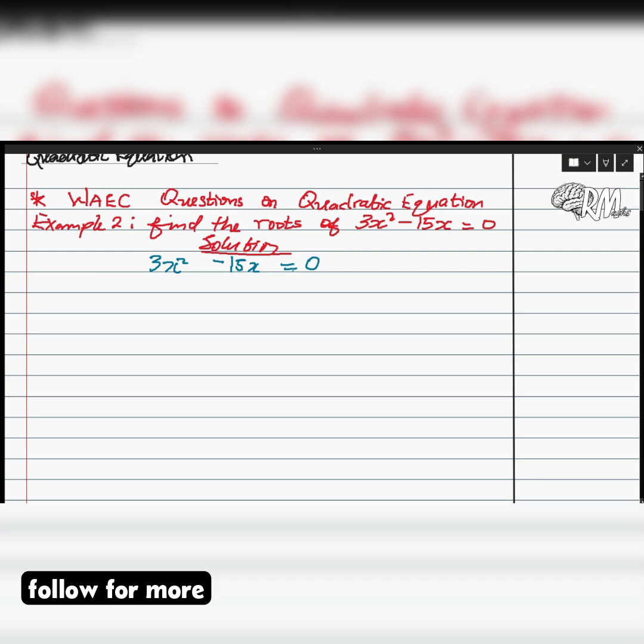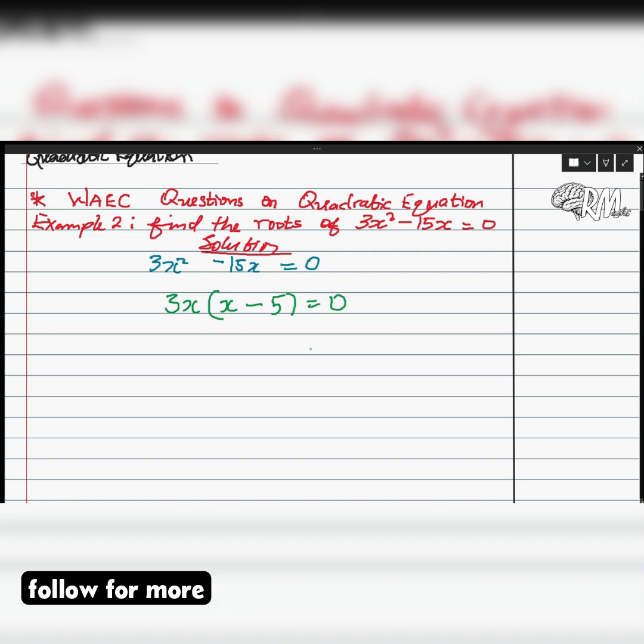This is very simple. I just have to find what is common between 3x squared and 15x. So what is common between the both of them? 3x is actually common, so I'll bring out 3x. Then if I remove 3x from 3x squared, it will remain just x. Then minus, if I remove 3 from 15, it will give me 5, and if I remove x from x, that will be just 1. So close the bracket equals 0.